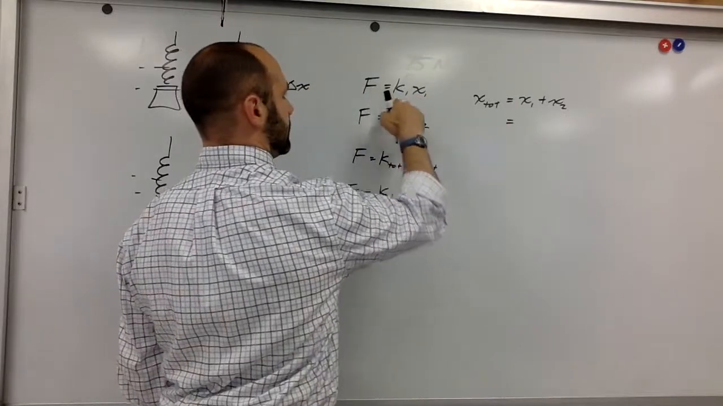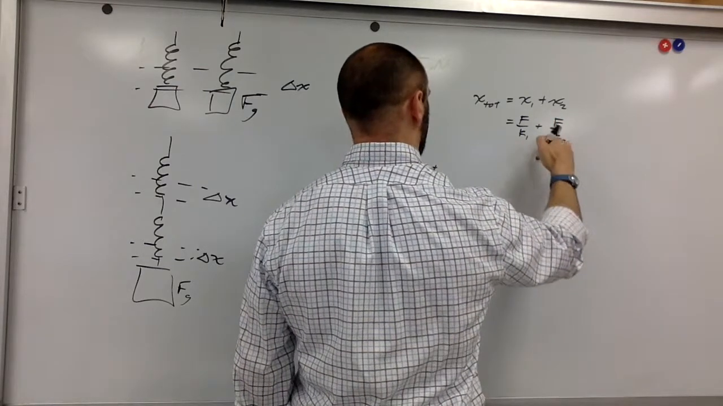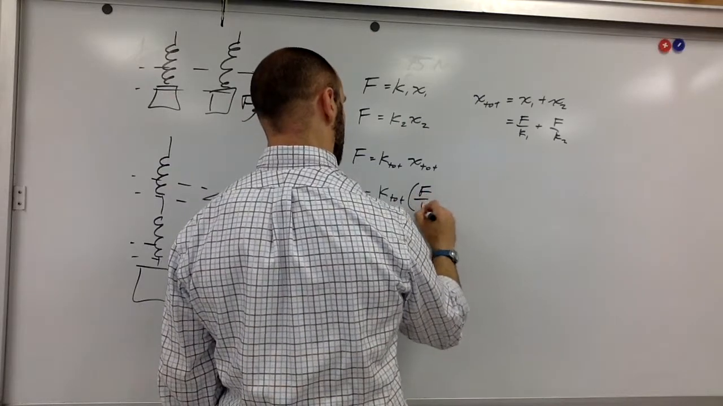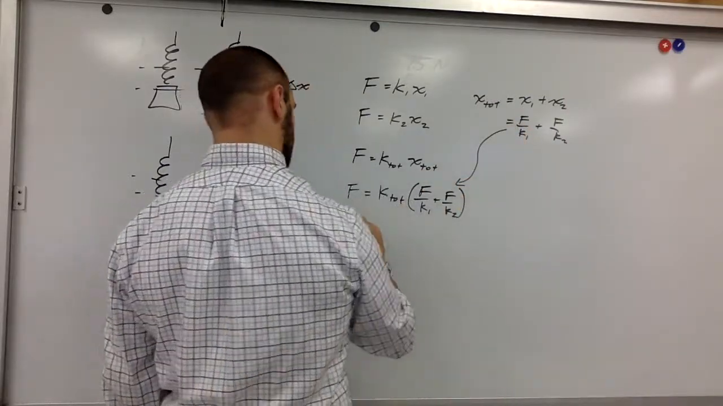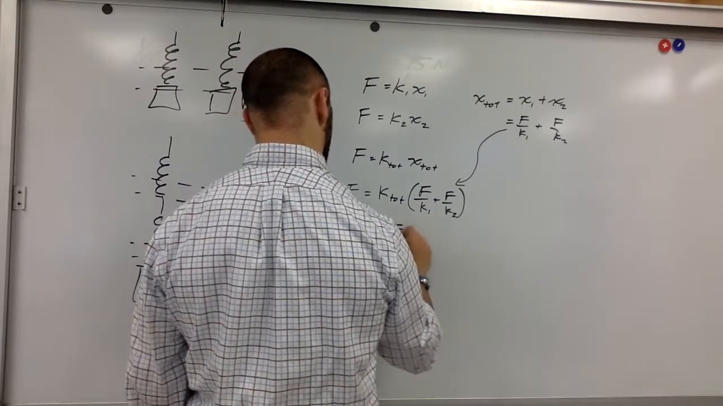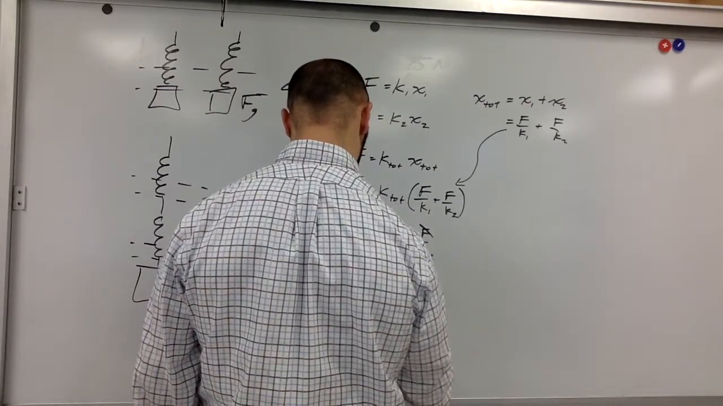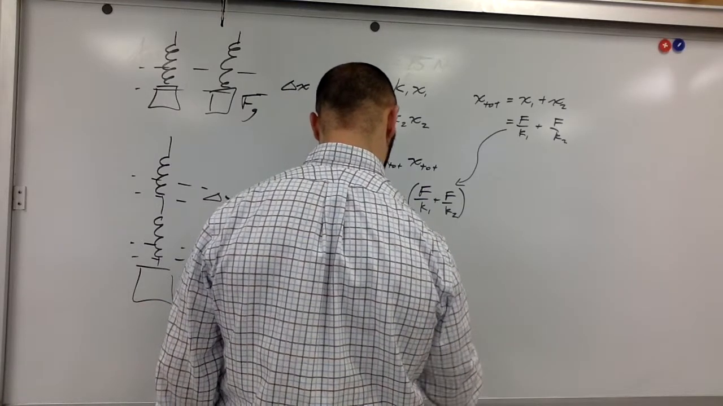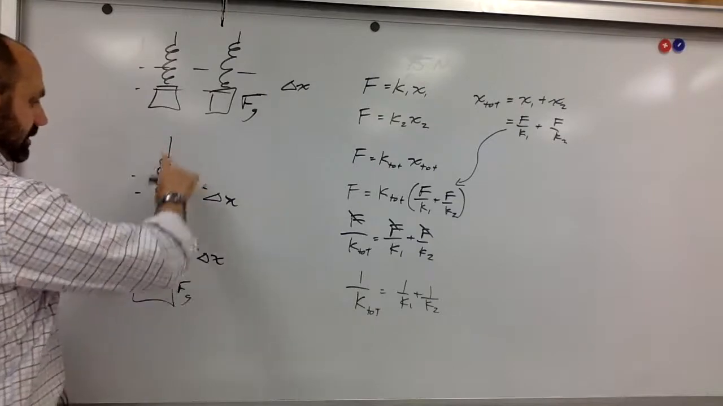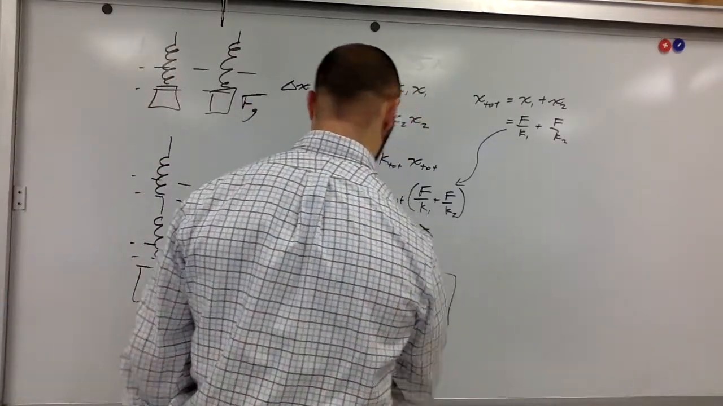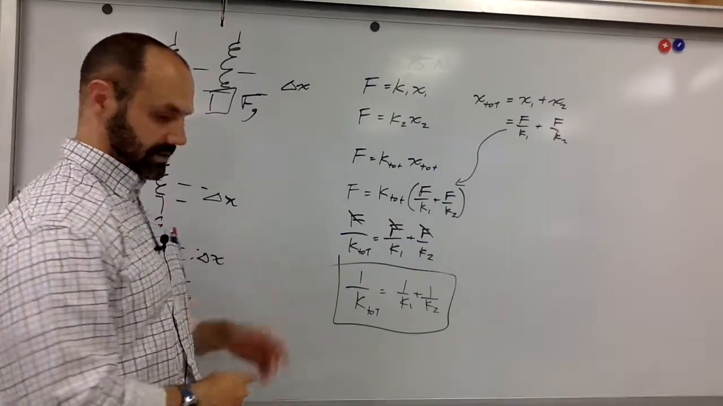Now, x1 is going to be F over K1, and x2 is going to be F over K2. So if I plug that in here now, look at what I've got. F over K1 plus F over K2, because that's x total. And I divide this: F over K total equals F over K1 plus F over K2. And all my F's cancel out. So 1 over K total is 1 over K1 plus 1 over K2. So the way we find the effective spring constant when I have springs connected in series is like this. And we just derived that. This is another derivation that you'll have to know how to do. You may have to do this on the test.